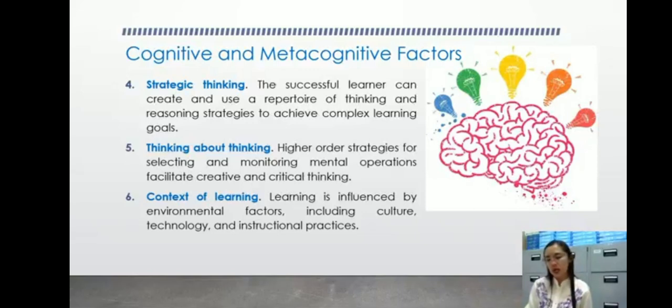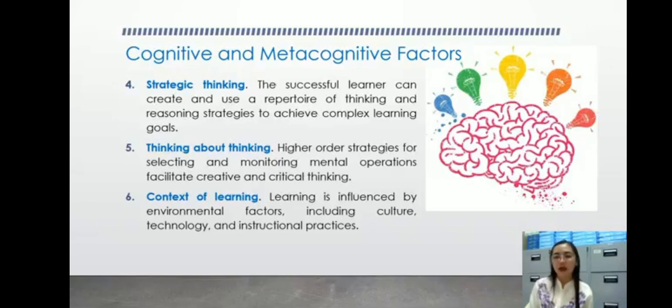They know if they are making progress. They know if they are becoming stagnant. Okay? They know how they can generate alternative methods and alternative solutions if the ones that they use are not working. And the sixth one is the context of learning.